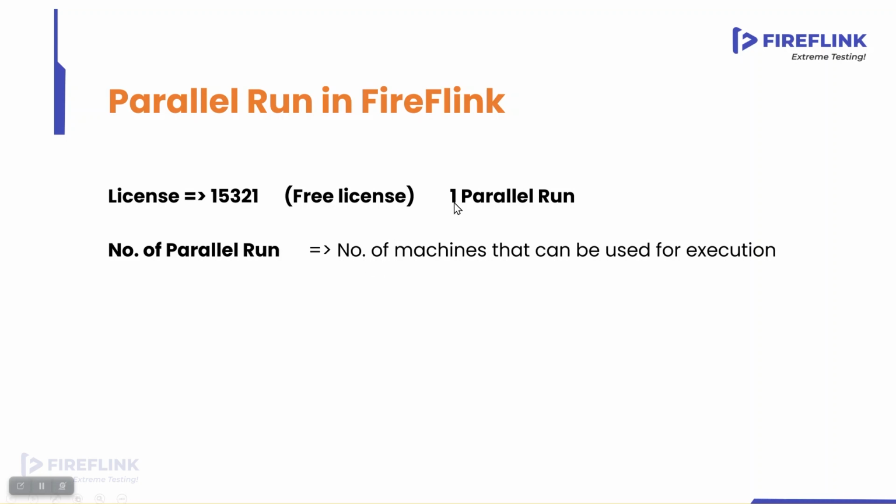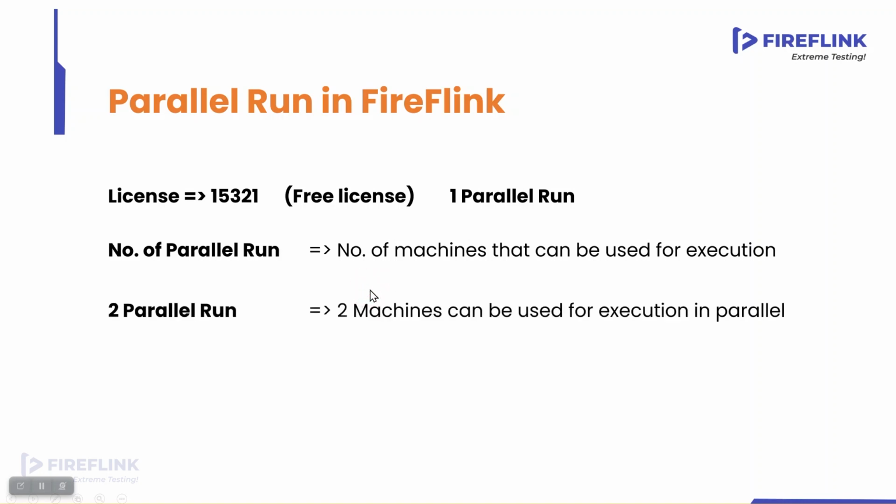Now if you can see one parallel run, what is it indicating? One parallel run means it should be able to trigger the execution in only one machine, because the number of parallel runs indicates the number of machines that can be used for execution. So when I say one parallel run, we can use only one machine at a time. Okay, what if I have two parallel runs? Then two machines can be used for execution in parallel. So at a time I can trigger the execution in two different machines.